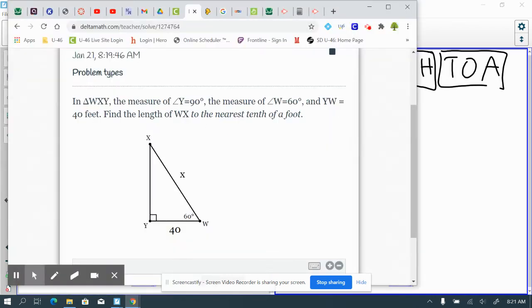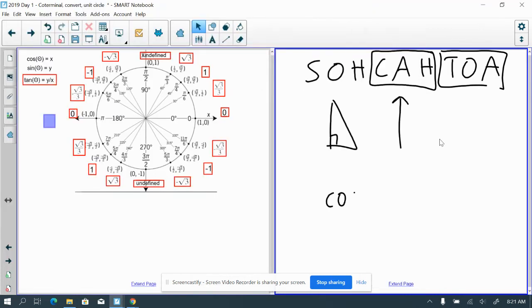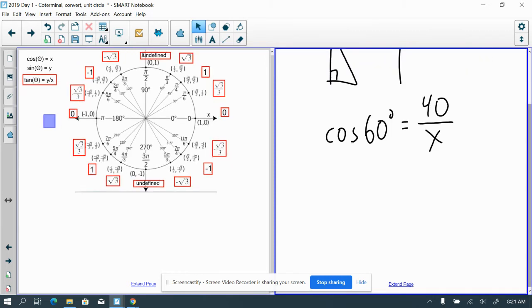What was the cosine of 60? So the cosine of 60 degrees equals the adjacent over x. And then you're just solving for x. So I can multiply both sides by x. And then divide by cosine.